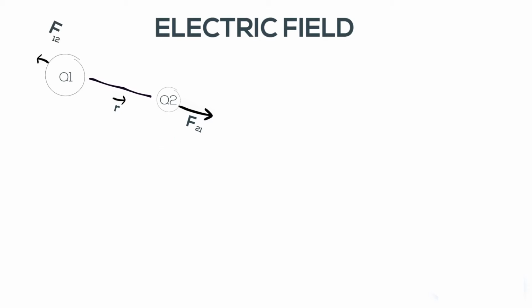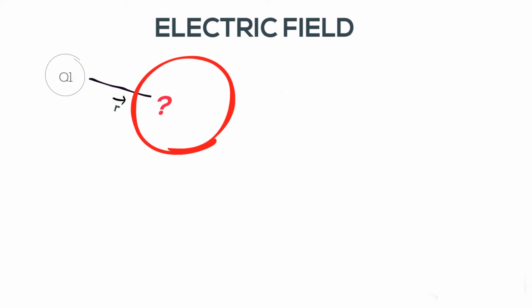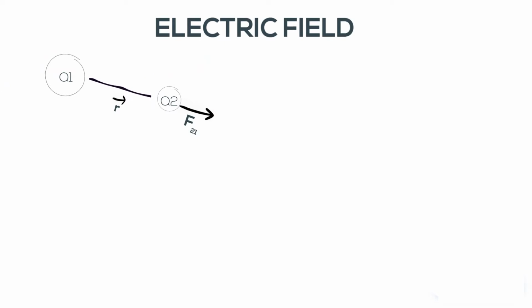But note that we'll consider all the effects on Q1 due to Q2 as negligible. Now I may ask that when Q2 is removed, is there something in the surrounding? Is there nothing? If there's nothing, then how did Q2 in the first place have a force acted on it? So to explain it all, we introduce the concept of field.